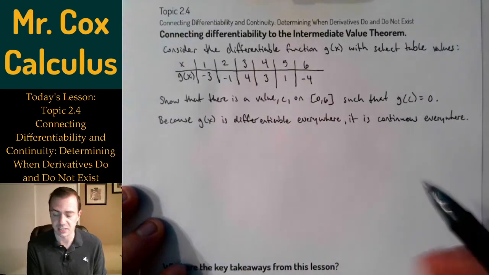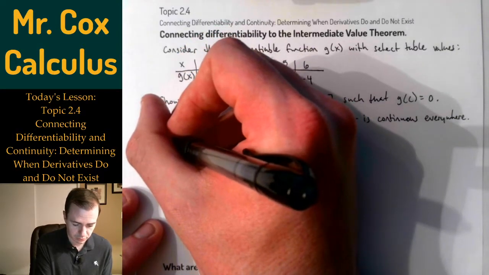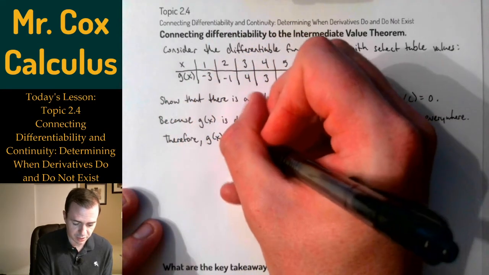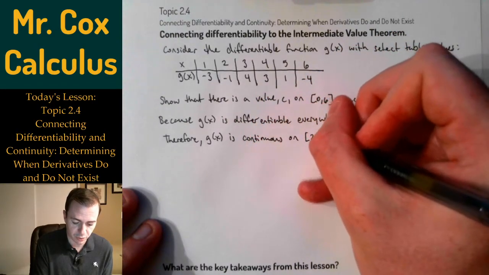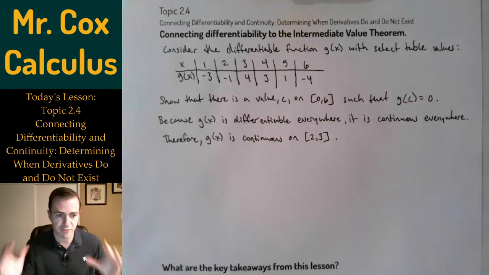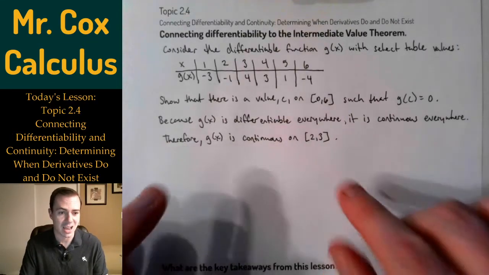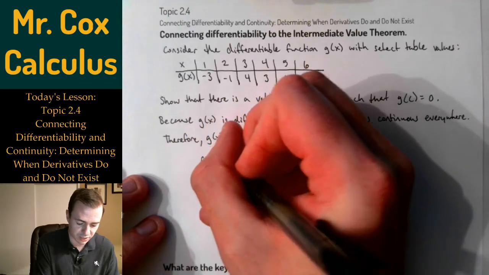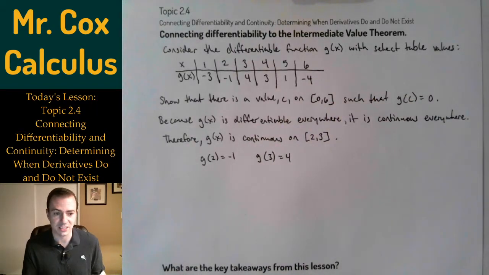So because g of x is continuous everywhere, I can say therefore, g of x is continuous on the closed interval 2 to 3. So I've said my first main thing I'm going to use on the intermediate value theorem. g of x is continuous on 2 to 3. I had to get there by using the differentiability, but I got the fact that g of x is continuous on an interval. Now I can say g of 2 is equal to -1, g of 3 is equal to 4, and I can say zero is in between those values.